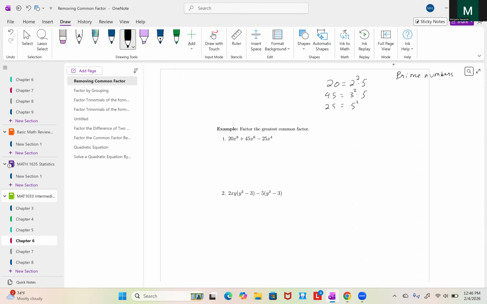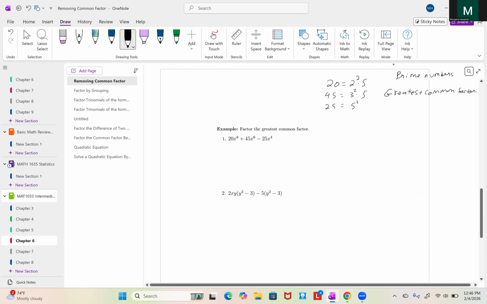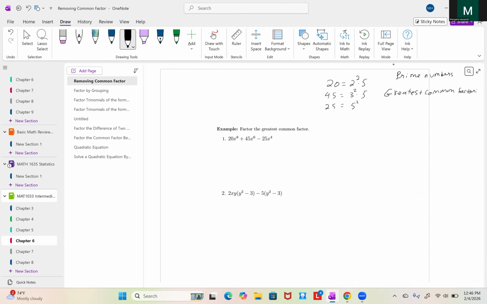5 squared is 25. The greatest common factor, abbreviated GCF, is the prime number that is common to all numbers, which is 5. But then we have exponents here that are 1. We don't write it when it's 1. And then we have 2 exponent 2. Which one do we choose? The 2, the 1, or all of them? We choose the one with the smallest exponent. The smallest exponent is 1, so the greatest common factor for the numbers is 5.